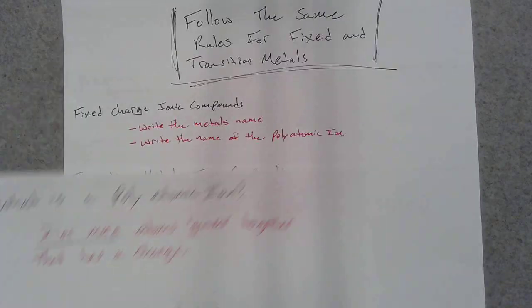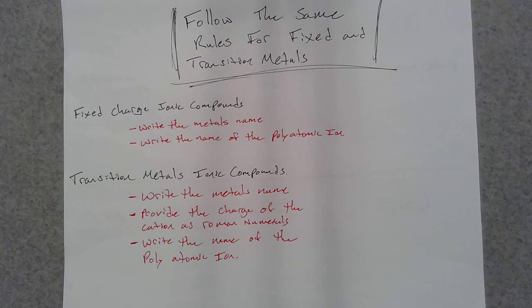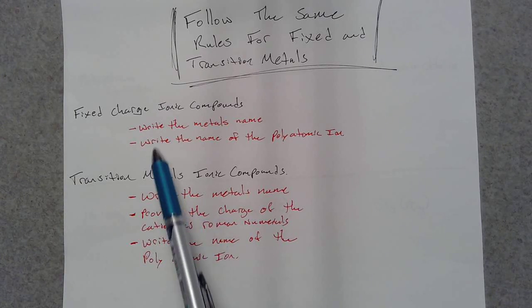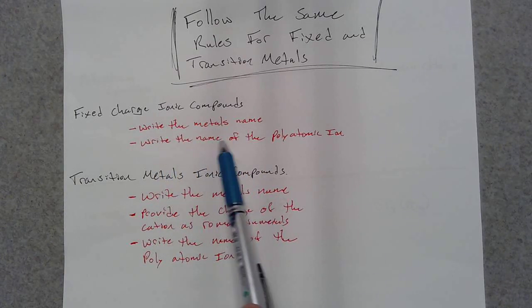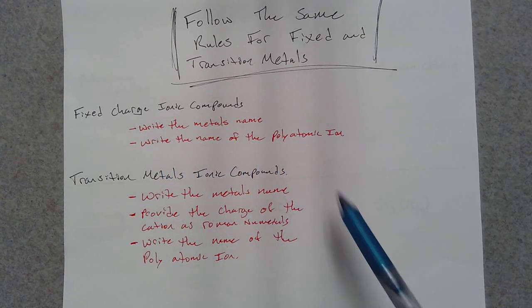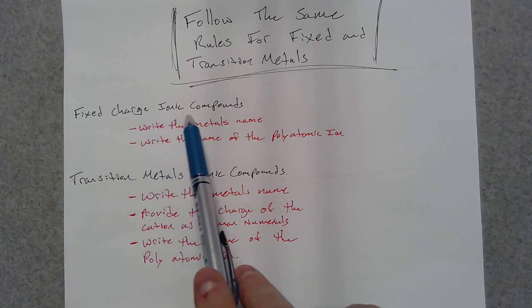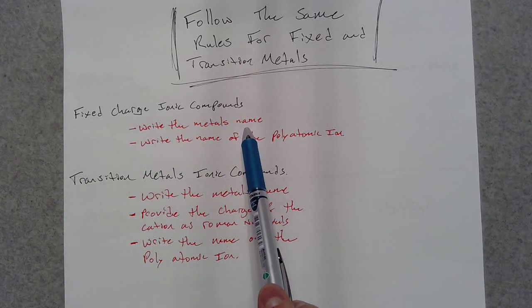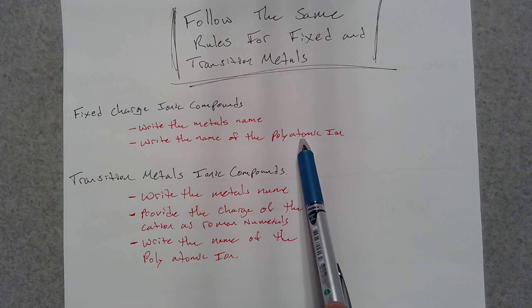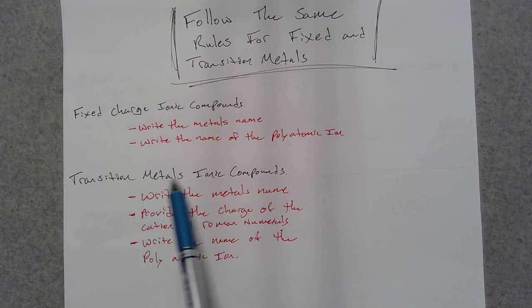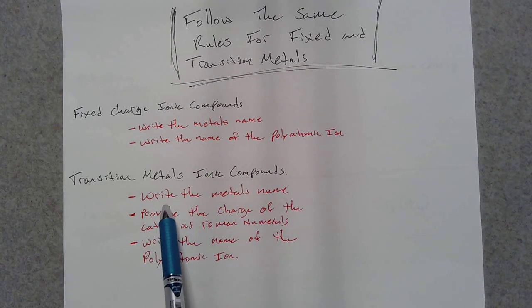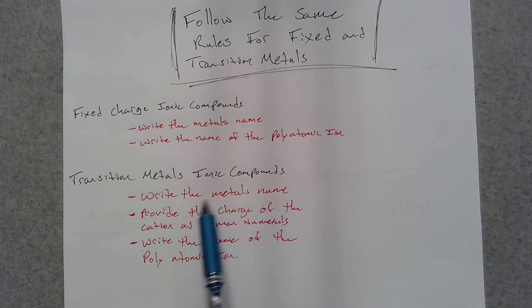Okay. So we're going to follow the same rules, only this time, instead of writing the anion's name, we're going to write the name of the polyatomic ion after. So for fixed charge ionic compounds, we write the metal's name, then we write the name of the polyatomic ion. For transition metals, we do the same thing again. We write the metal's name, we give that charge in Roman numerals, and then we write the name of the polyatomic ion at the end.